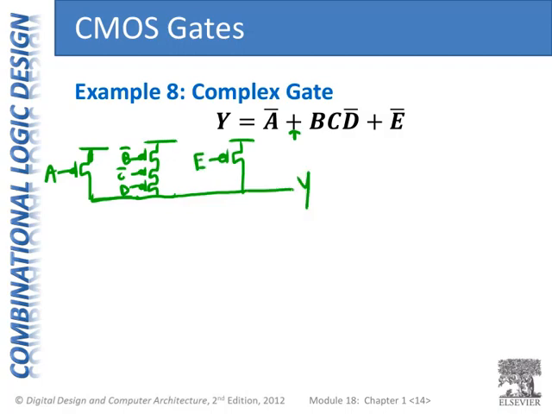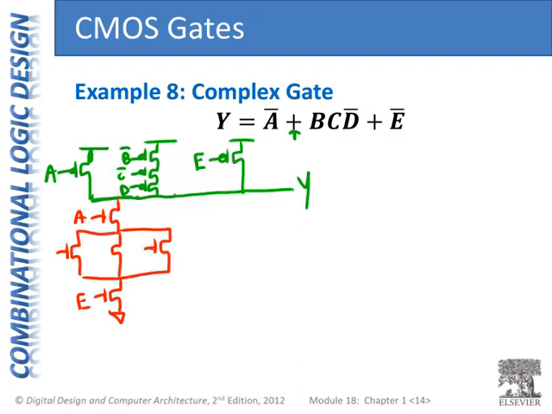And so now we can implement the pull-down network. These are in parallel, so they're going to be in series on the bottom. So we're going to get A, and here's our E. And this middle network, those were in series, so now they're going to be in parallel on the pull-down network. And again, our inputs are going to be the same on the pull-up as the pull-down. And so here we have our gate.